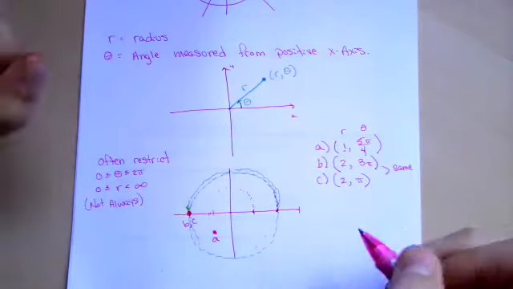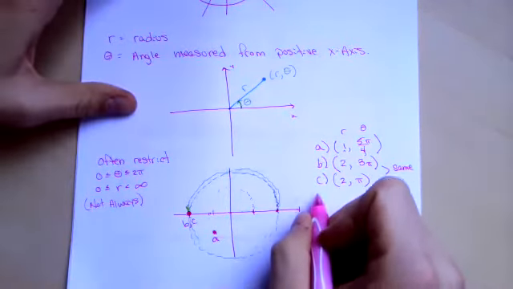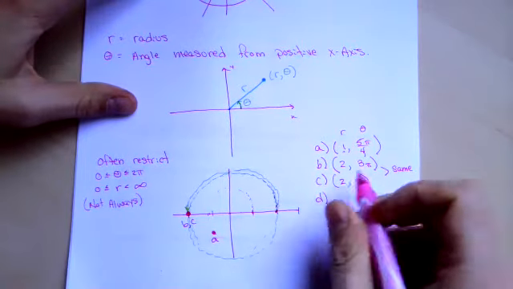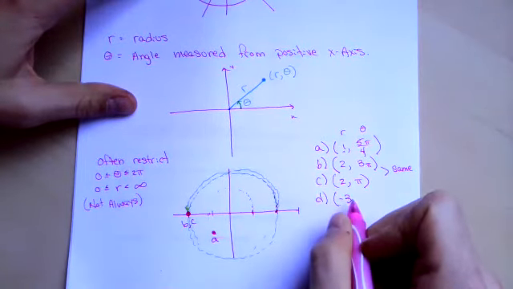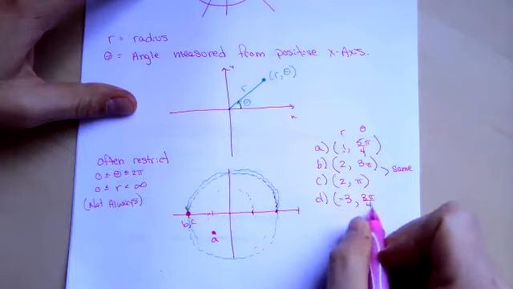So what happens if we have a negative radius? Something like (-3, pi over 4).